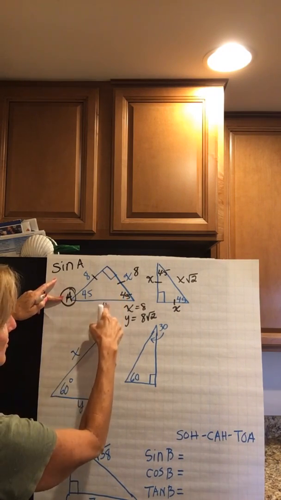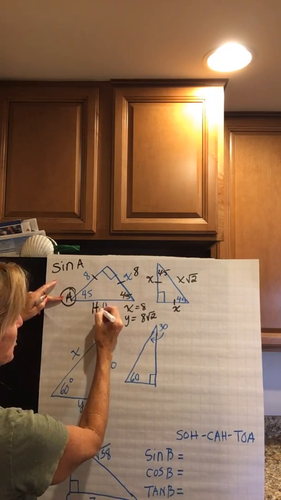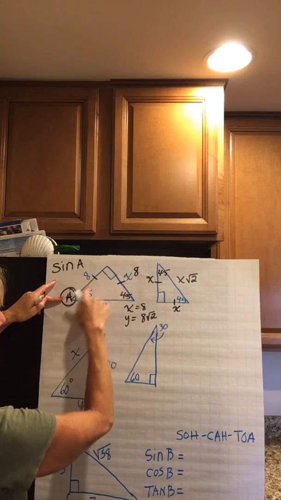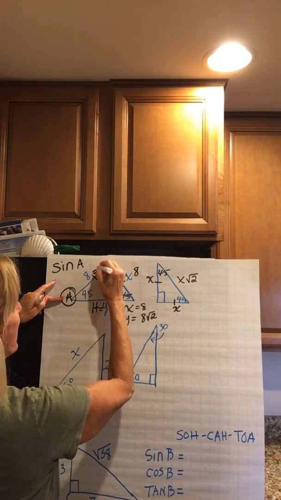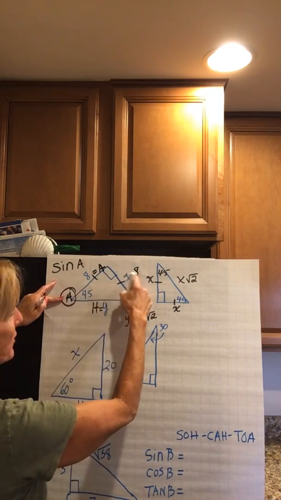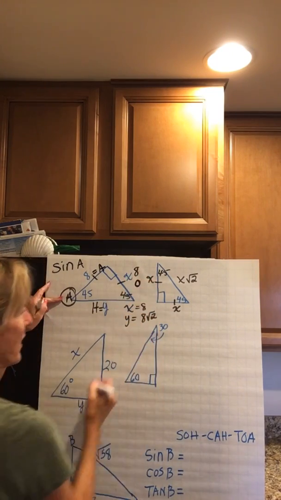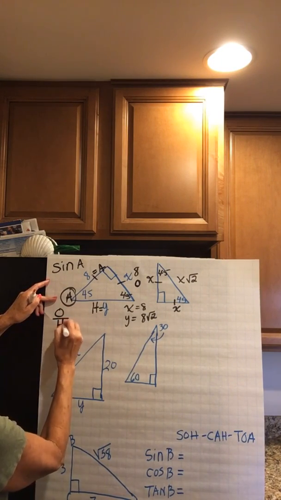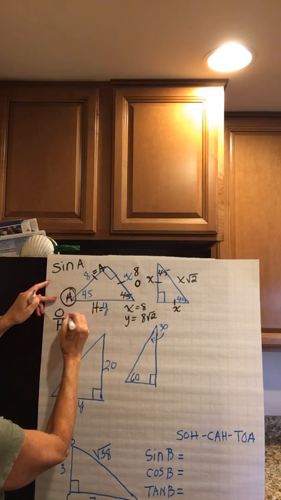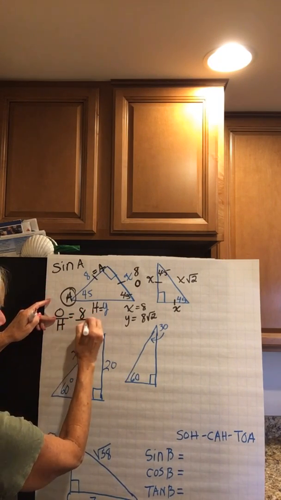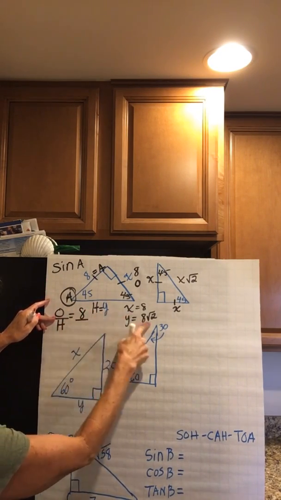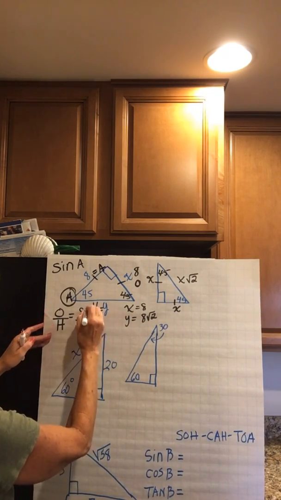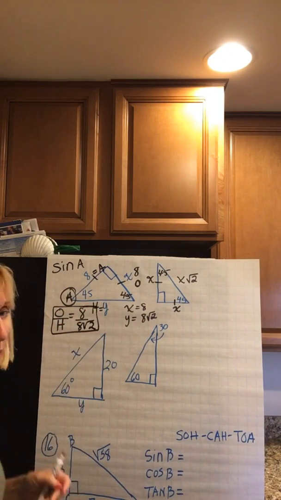I know that this is my hypotenuse, so I would give it an H. This is adjacent to angle A, so this would be my adjacent side, and this over here would be my opposite side. Sine means opposite over hypotenuse. So I would go here 8 over my hypotenuse, which is y, 8 square root of 2. So far, that's my sine.